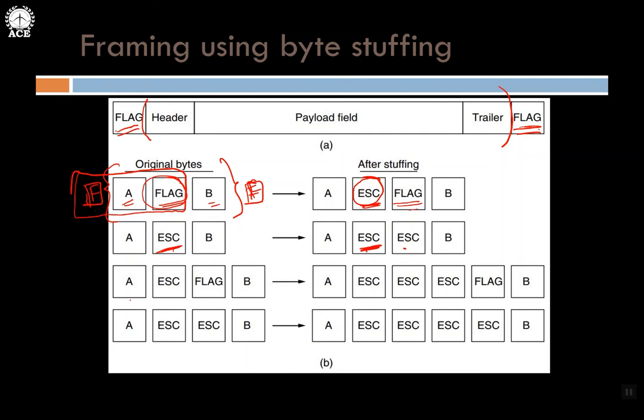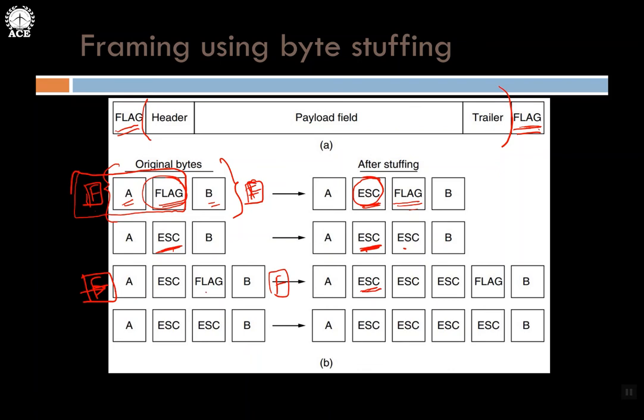As a special case, I can have this as my data. Look at this: A, escape, flag, B. So this is the data. In the beginning I will have the flag delimiter, and at the end I will have the flag delimiter. But to distinguish this, what are we going to do? For this escape, we put one additional stuffed character.